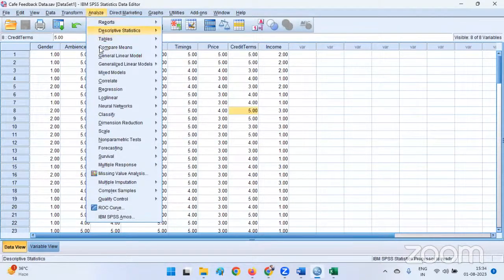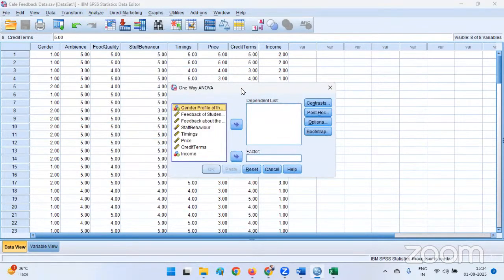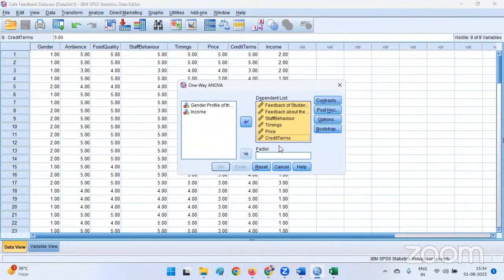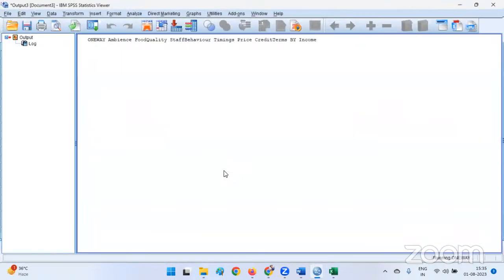So in Analyze, Compare Means, we have one way ANOVA. One way ANOVA gives you the choice of inserting one independent variable at a time, not two independent variables. If there are two independent variables, then it is two-way ANOVA. So there is a rule. Now we fill in the feedback and everything in the dependent list, income in the factor, and click OK.